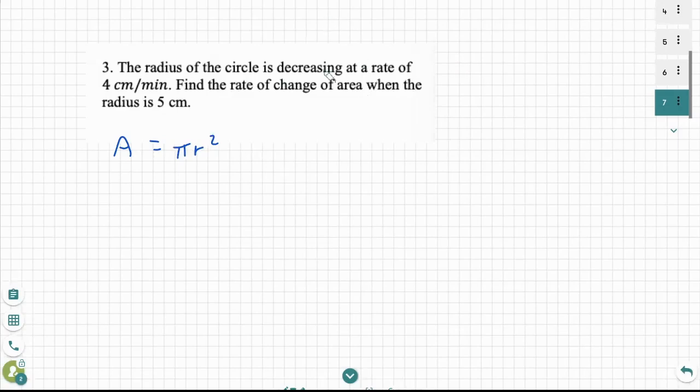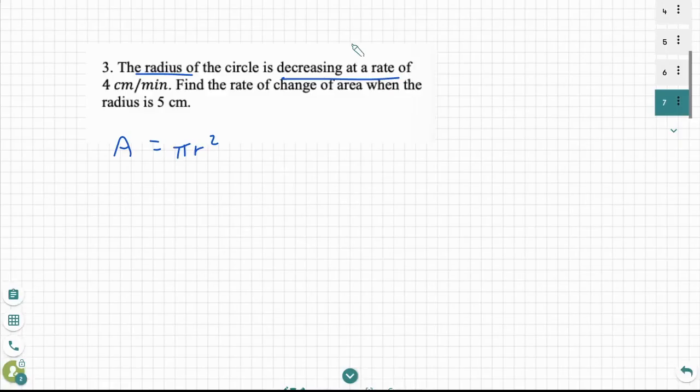So let's talk about this. The radius of the circle decreases at a rate, right? What expression represents the rate of change of the radius? The derivative of the radius. What are the units of the rate of change? Centimeters per minute. Yeah, per minute.